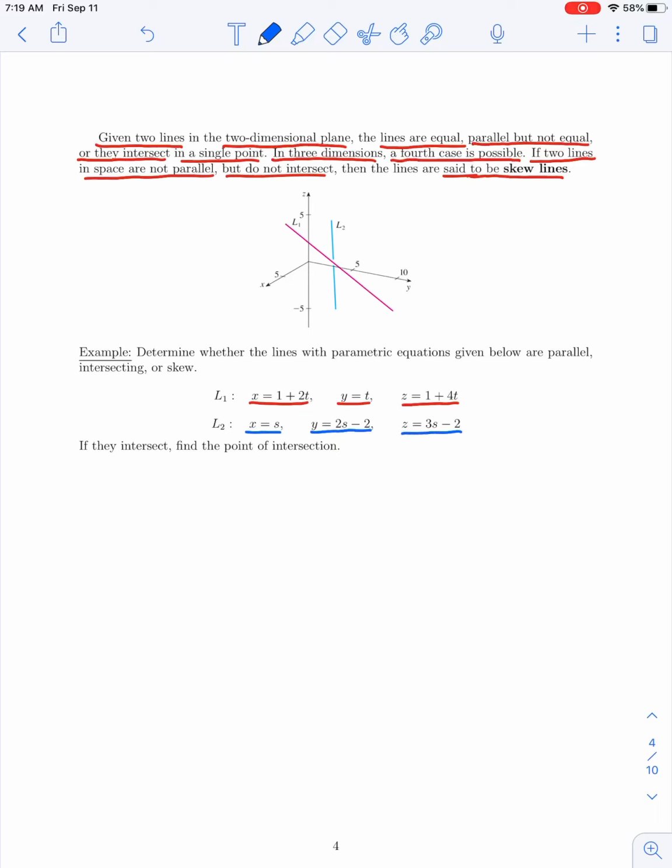And then we're told if these 2 lines do happen to intersect, we want to find their point of intersection. So let's think about how we would do this. In order to determine whether these 2 lines are parallel, we would need to look at their direction vectors. So let's consider the direction vectors for these 2 lines.